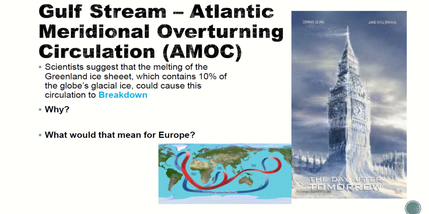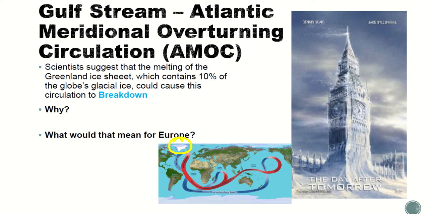So with the Gulf Stream, scientists suggest that the melting of the Greenland ice sheet, which contains 10% of the globe's glacial ice, could cause this circulation to break down. So when we look at Greenland, which is right here, it has 10% of the globe's glacial ice. So why would it throw a wrench into that thermohaline circulation?